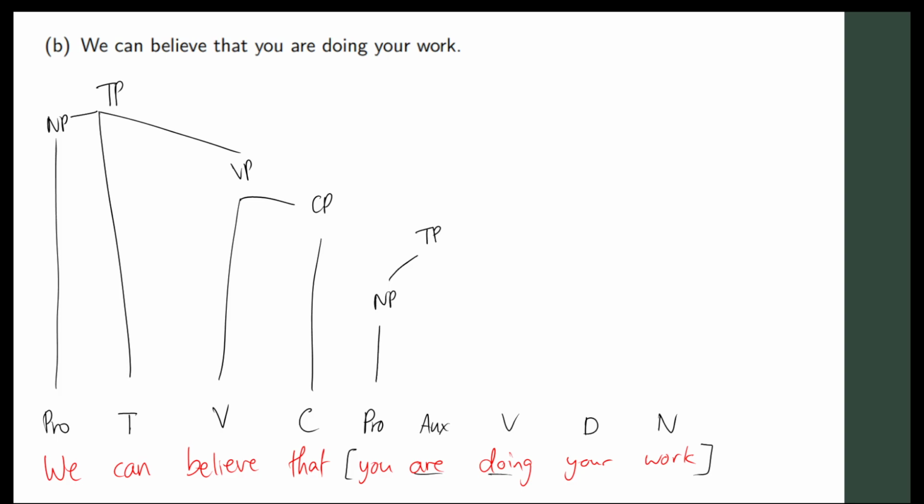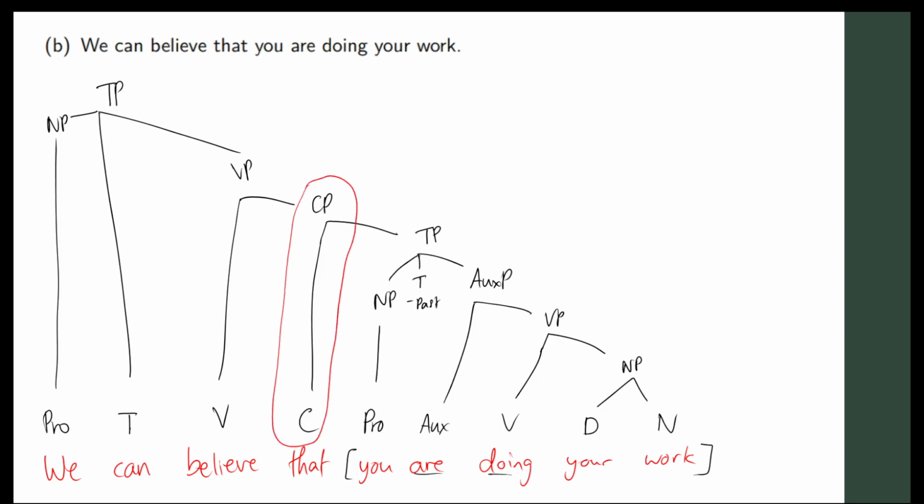So you is going to be the subject. We have tense, which is minus past because of are. The auxiliary is going to form an auxiliary phrase because we have a supporting verb, which is going to take the verb phrase as a complement, and then doing takes a complement as well, which would be your work. And all that's left to do is to link our 2 little sentences together with the complementizer phrase. So this is, we can believe that you are doing your work.